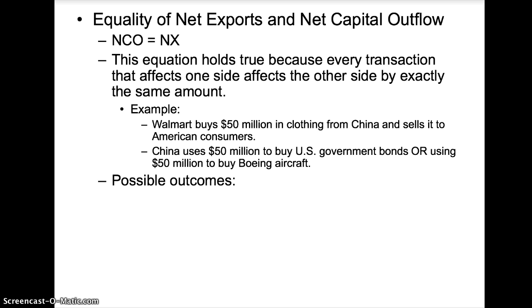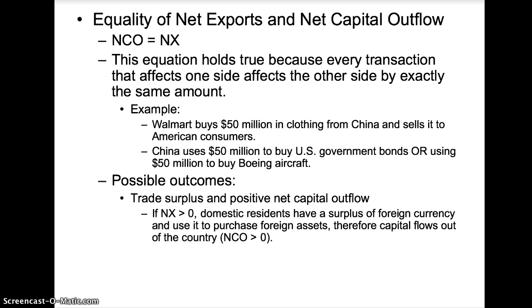There are two possible outcomes: a trade surplus and positive net capital outflow. If NX is greater than 0, domestic residents have a surplus of foreign currency and use it to purchase foreign assets. Therefore, capital flows out of the country, NCO greater than 0. Or a trade deficit and negative net capital outflow. If NX is less than 0, domestic residents finance purchases by selling assets abroad. Therefore, capital flows into the country, NCO less than 0.